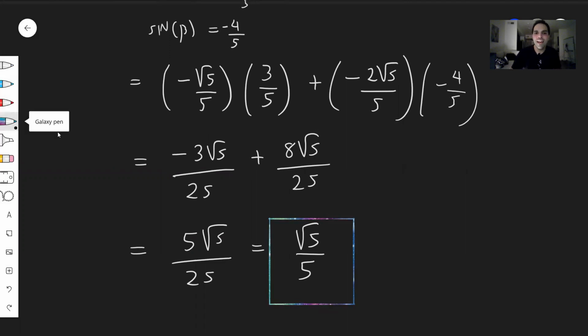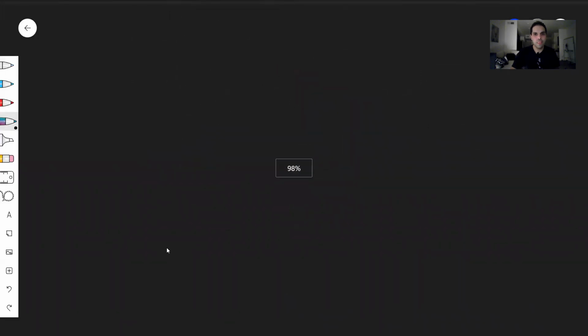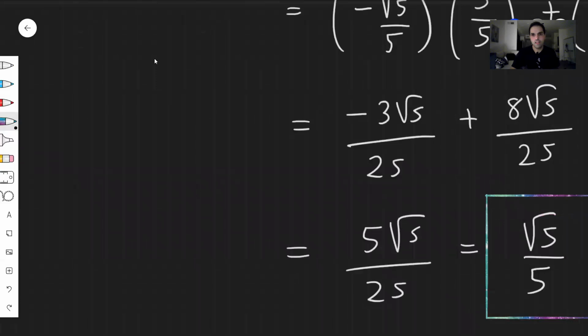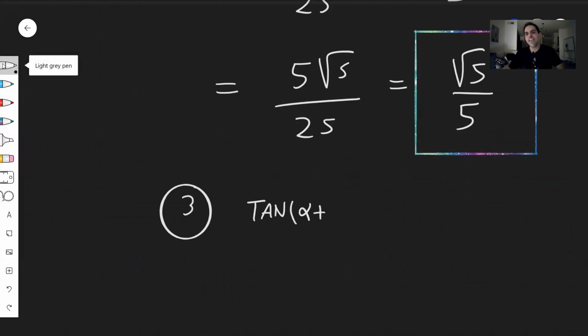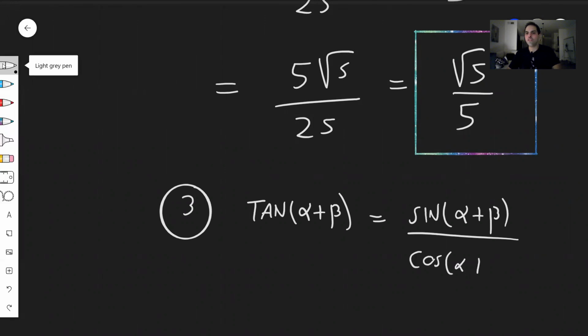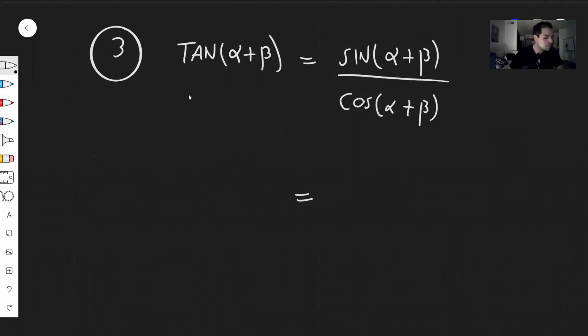It's a good sign. Last but not least, what about tangent? Well, you could use this weird formula for tangent of alpha plus beta. But look, you already have sine and cosine. So just take the ratio. Because tangent is sine of alpha plus beta over cosine of alpha plus beta. And what that gives us is the following. We had, so sine, I believe, was the stuff we just calculated, square root of 5 over 5.